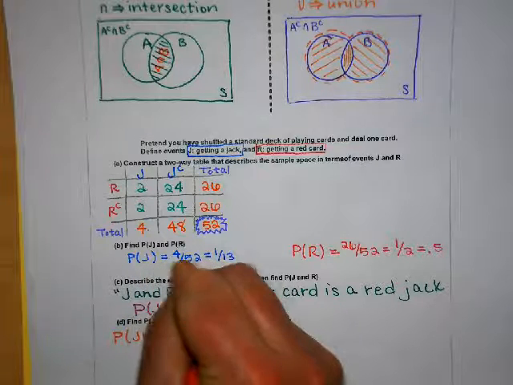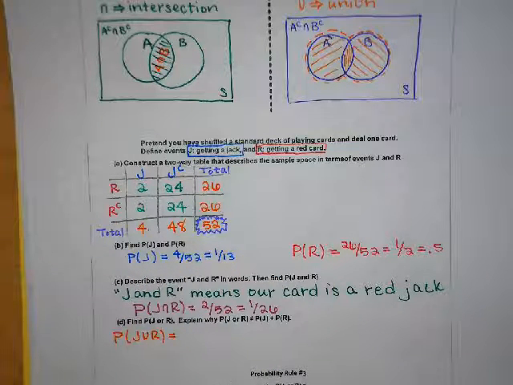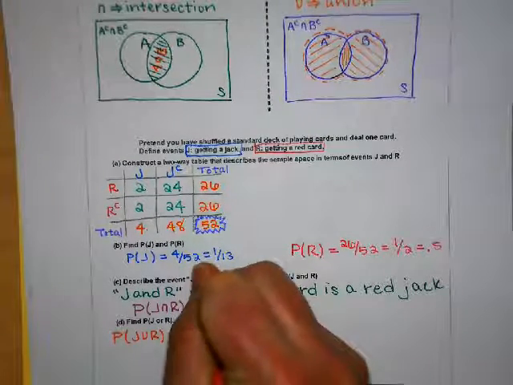Does anybody have any predictions for me about J or R? What's the probability? It's a jack, a red card, or a red jack. No thoughts? Nobody? Okay. Well, yesterday we learned that the probability of J or R would come from the probability of J plus the probability of R.